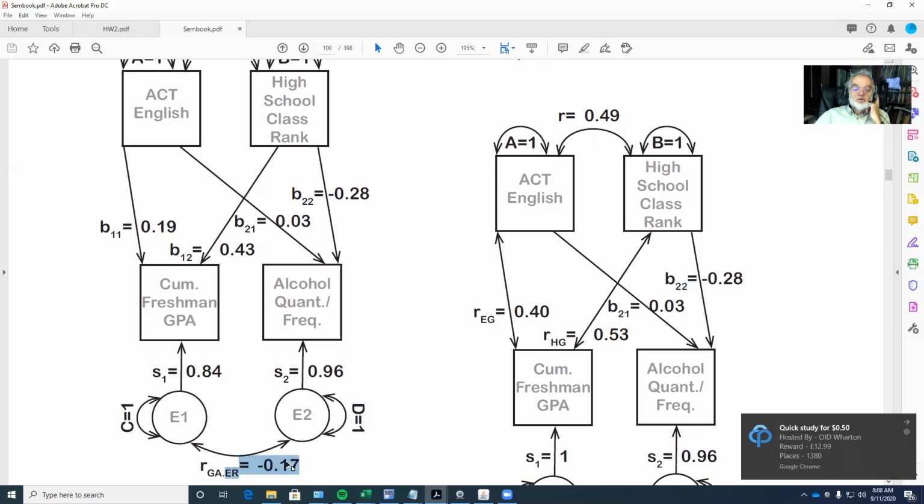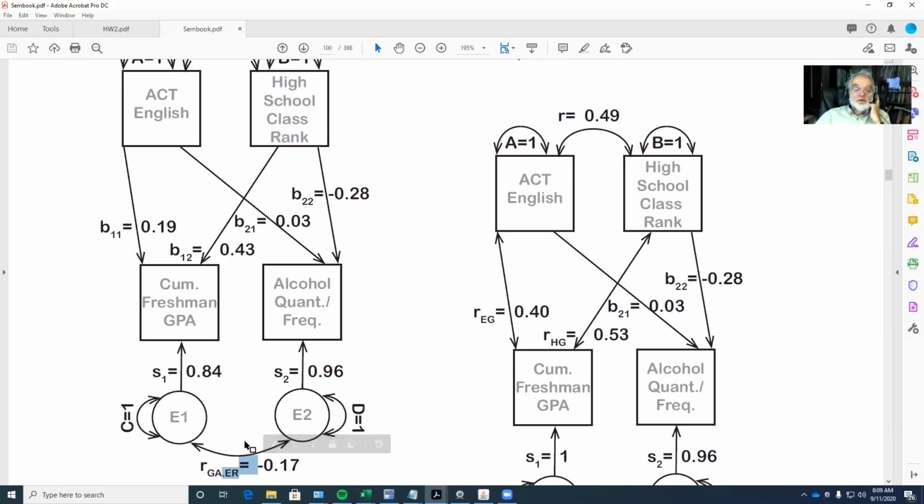So this correlation down here is what the correlation between GPA and alcohol is, adjusted for verbal ability and prior academic achievement. It's analogous to what would happen if I were to do an experiment. It's an estimate of what would happen if I were able to do an experiment where everybody in my study had exactly the same ACT English and high school class rank scores. This is the correlation I would expect to observe. So this coefficient down here is known as a partial correlation coefficient.